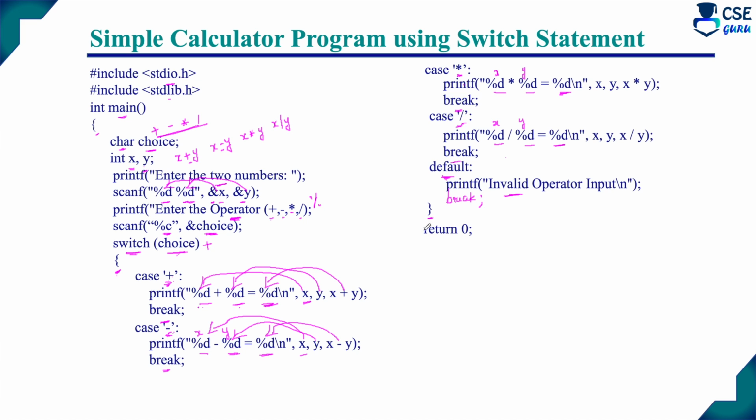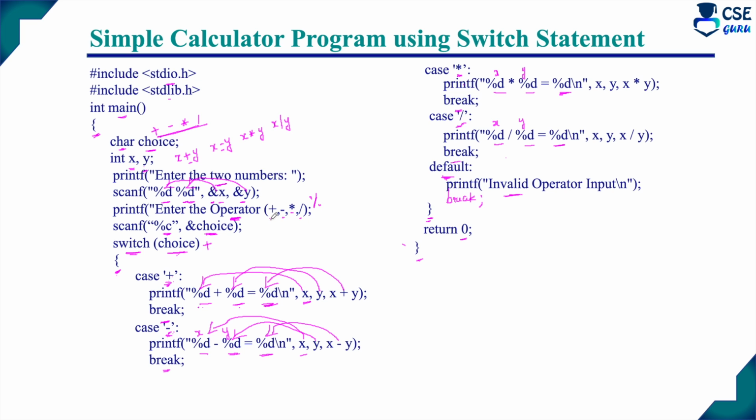This is the start of the switch statement. This is the end of the switch statement. And then return 0. Now control goes out of the main function. That is, control will be transferred to the operating system and the program comes to an end. This is the start of the main function and this is the end of the main function.